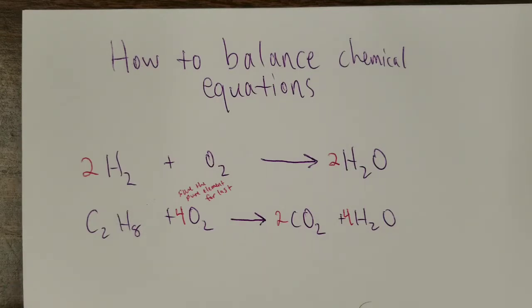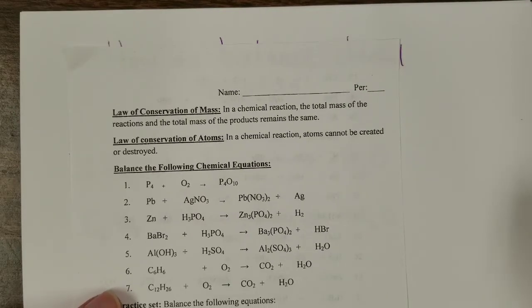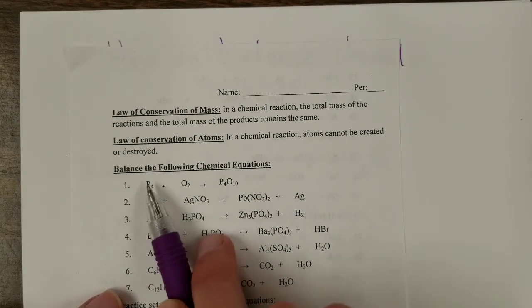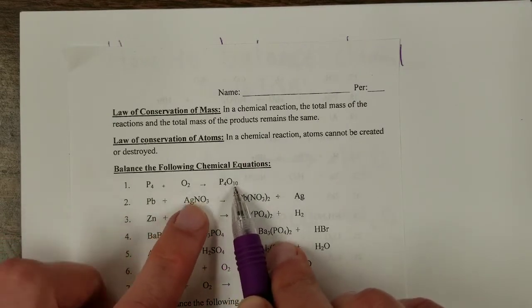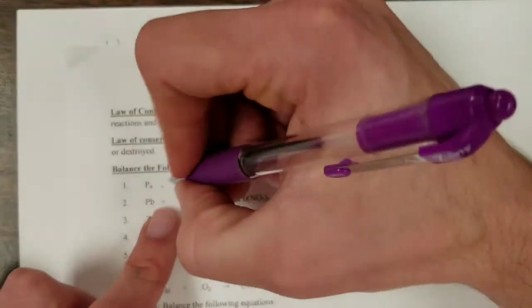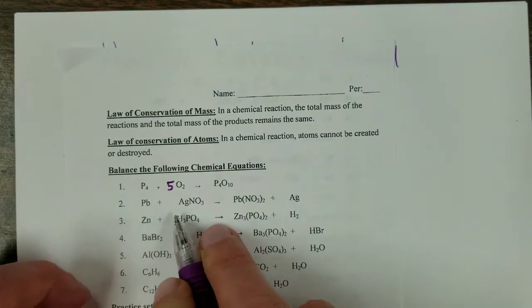Looking at the homework, we see a variety of similar problems that can be approached the same way. 4 phosphoruses, great, 4 phosphoruses. There's 10 oxygens here. In order to make 10 here, you have to change the coefficient. You give it a coefficient of 5.